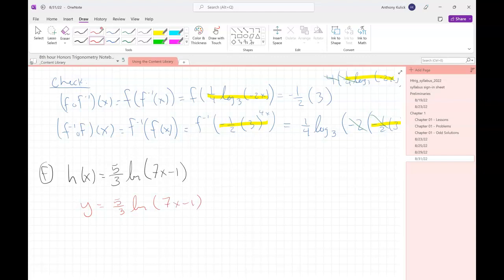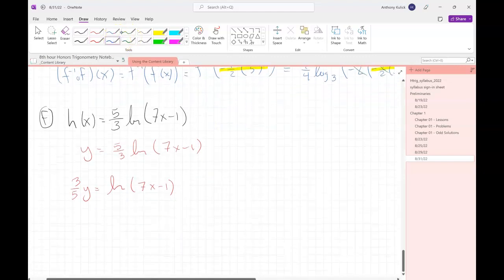So let's get that x by itself. First thing I should do is multiply by 3/5 to get that log part by itself. And then how do I cancel out the natural log? I think somebody mumbled it, but I couldn't hear because it was kind of quiet. E, exponent base E. So this is the way I always try to draw it.